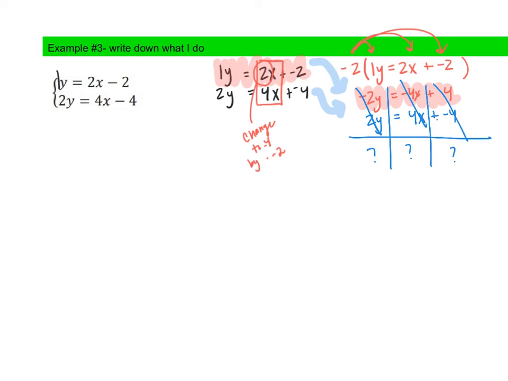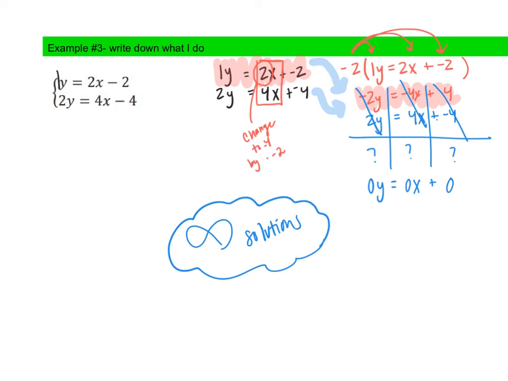Well, you would think that having nothing left would mean that there's no solution. But actually, if I were to solve this out, this is the same as saying 0y's equals 0x's plus 0. Is that true? Yeah, 0 does equal 0. So this is an infinite solutions answer. Okay, special kind of work.